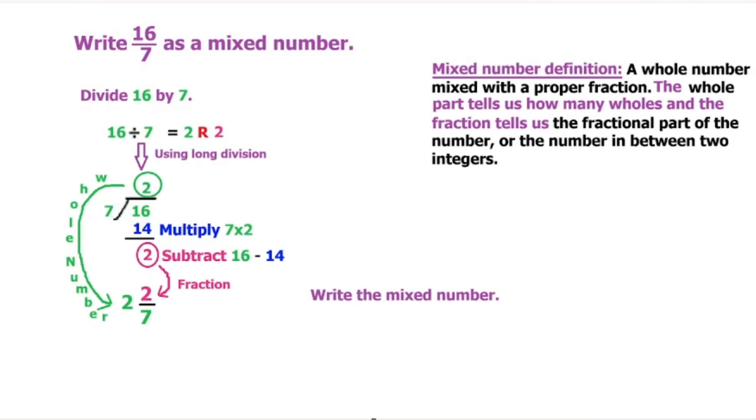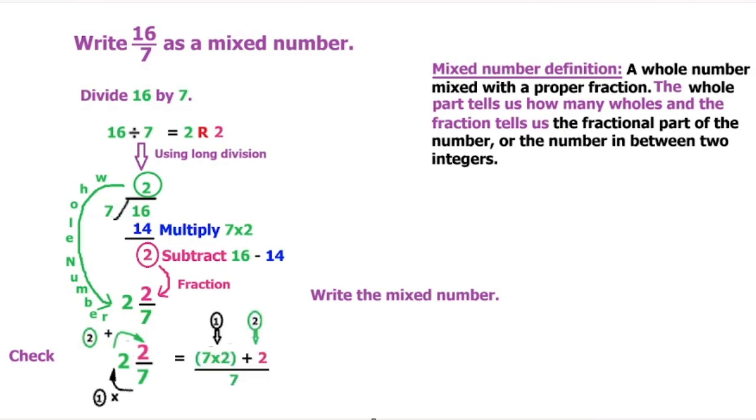So now we can do a check to see if we've done this correctly. What we'd answered is 2 and 2/7 as the mixed number. So now we can take 7 times 2, multiply 7 times 2, and then you add 2. You add this to it. So that's how you can convert it back into an improper fraction.